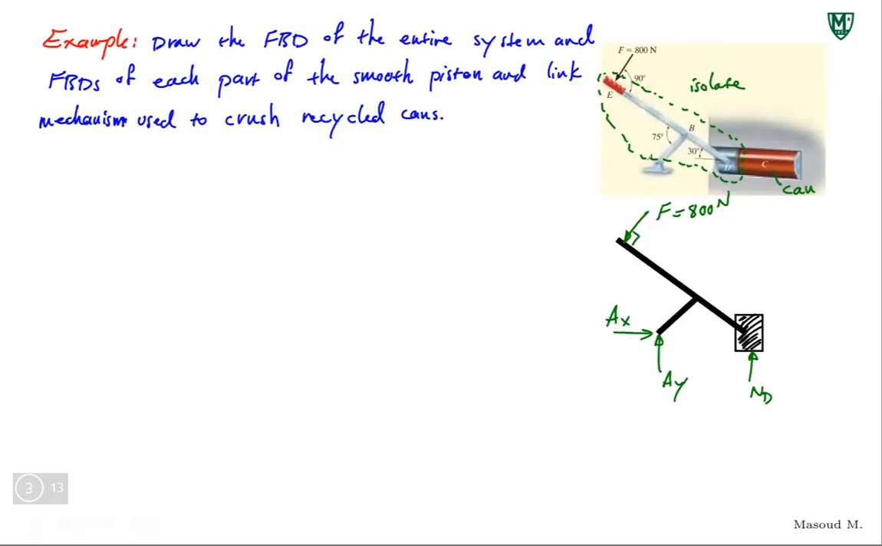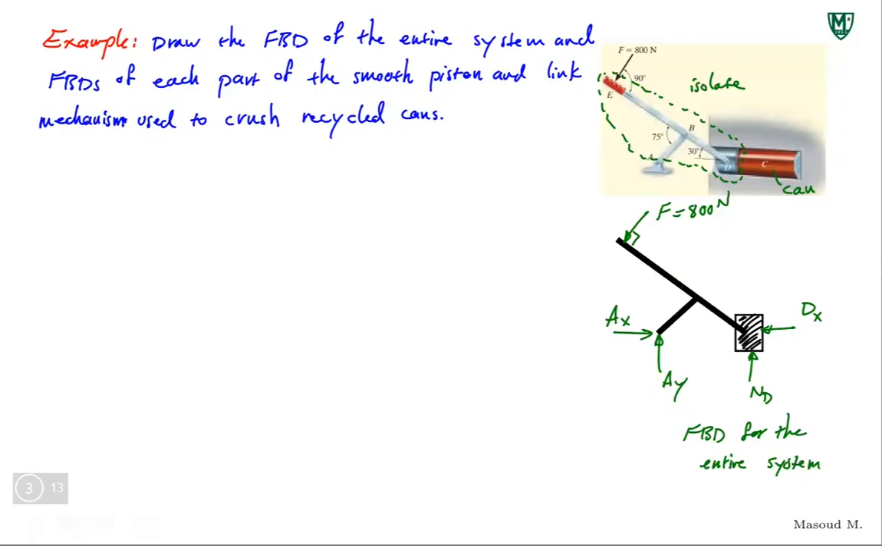And remember that this piston is applying force to this can to crush the can. As a result, the can is applying force to the piston. Newton's third law. So that comes from the can. Let's call this DX. That's pretty much it. These are all the forces for the entire system. So that is the free body diagram for the entire system.